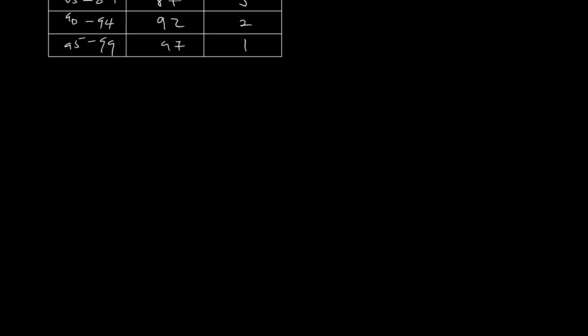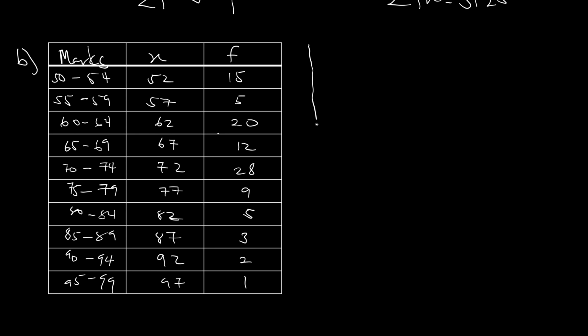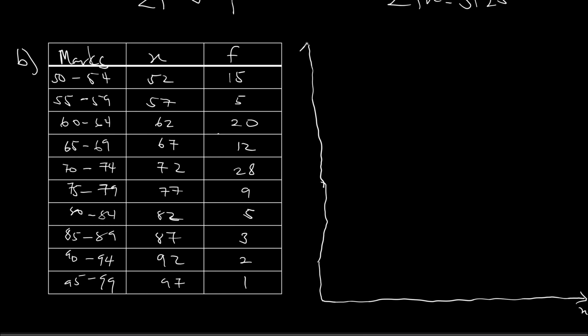Now we are moving on to our histogram. So from our question, it says we should draw a histogram for the distribution. So this will be our y-axis, and this will be our x-axis. So x and y. So for x, we have values from 52 to 97. So 52, 57, 97. And now y will be our frequency, so from 1 to 15.